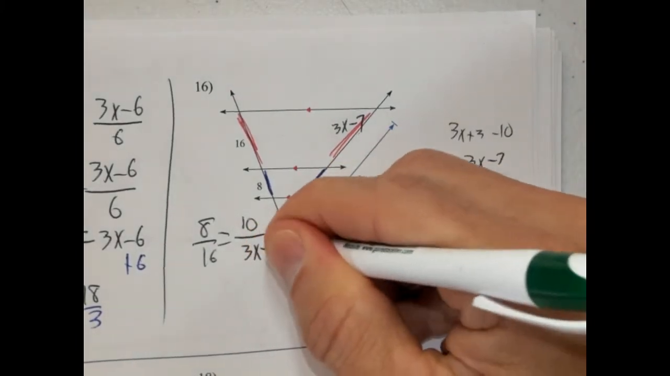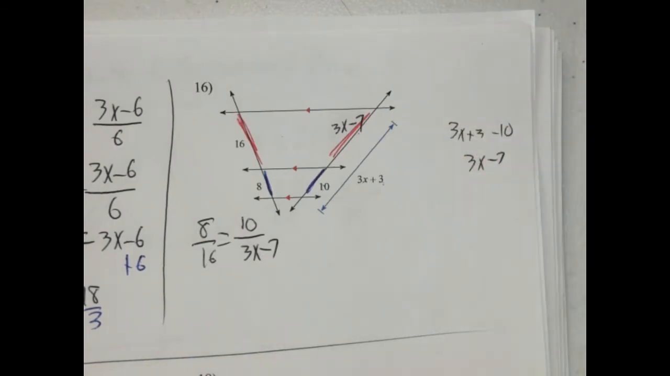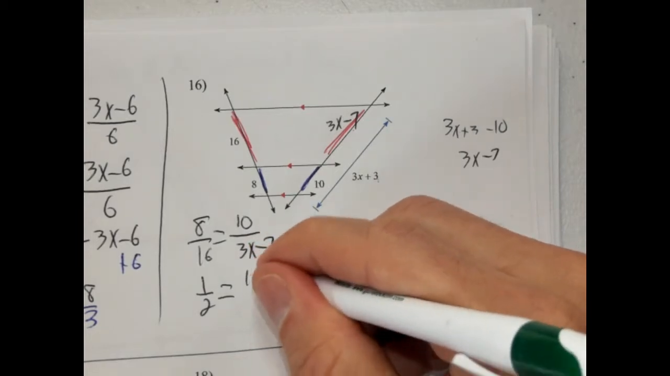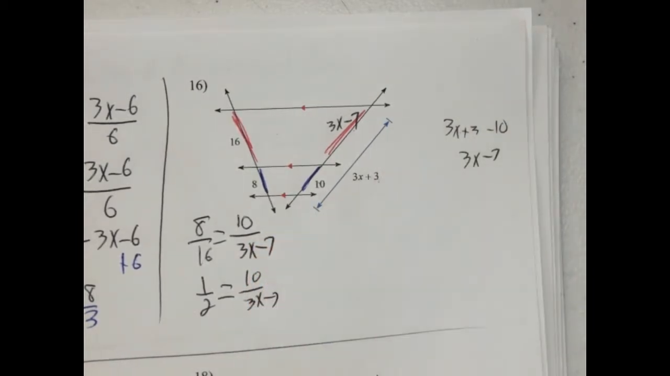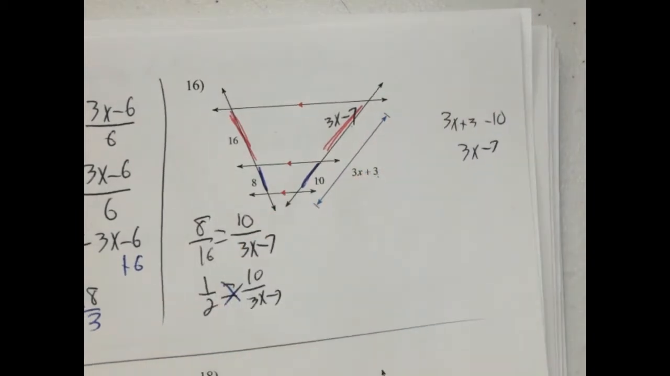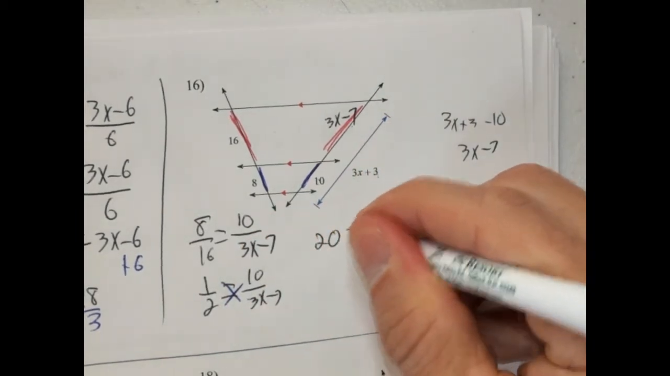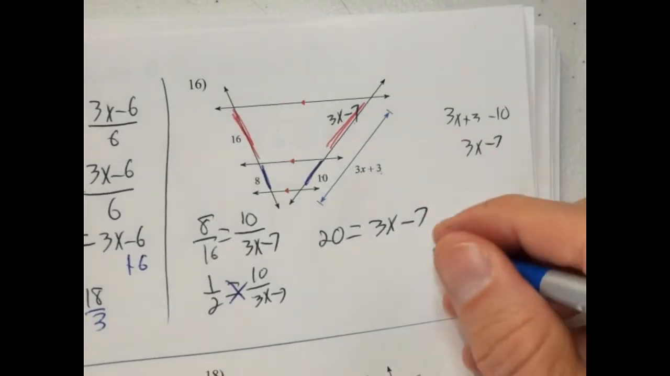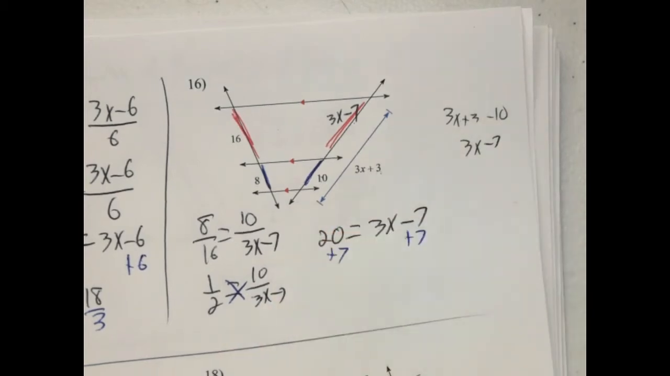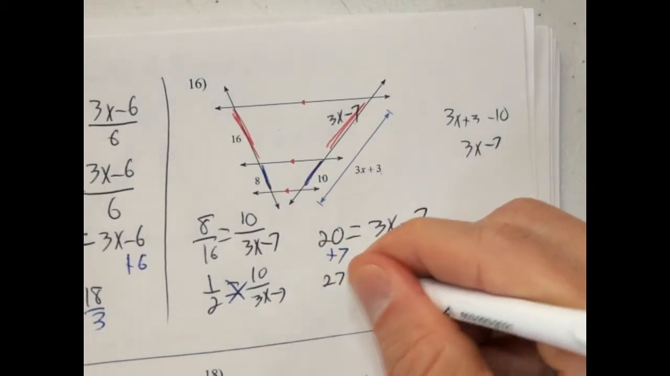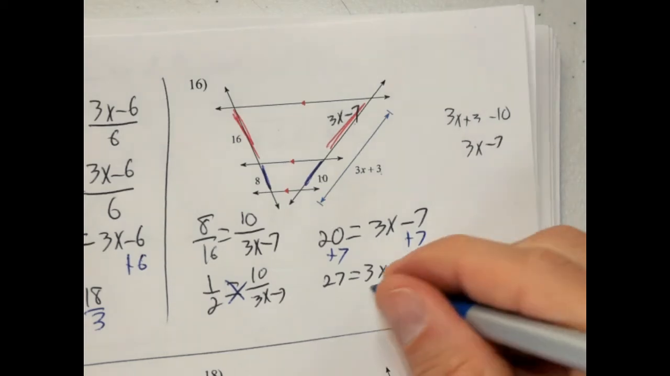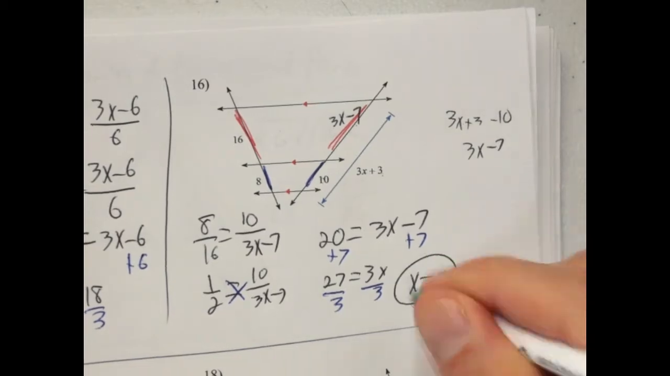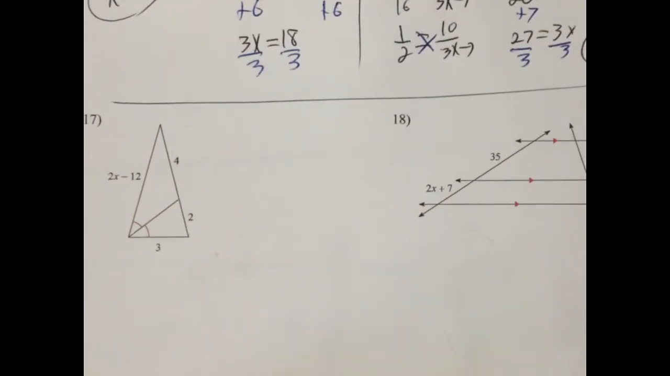So 3x minus 7. Now we're going to simplify that to be 1 over 2. This whole thing should be equal to 5 on the bottom. We're going to cross multiply. So 2 times 10 is 20, equals 3x minus 7. We're going to add 7 to both sides. So we're going to have 27 equals 3x. Divide by our coefficient, which is 3. And x is equal to 9. Alright, almost there.